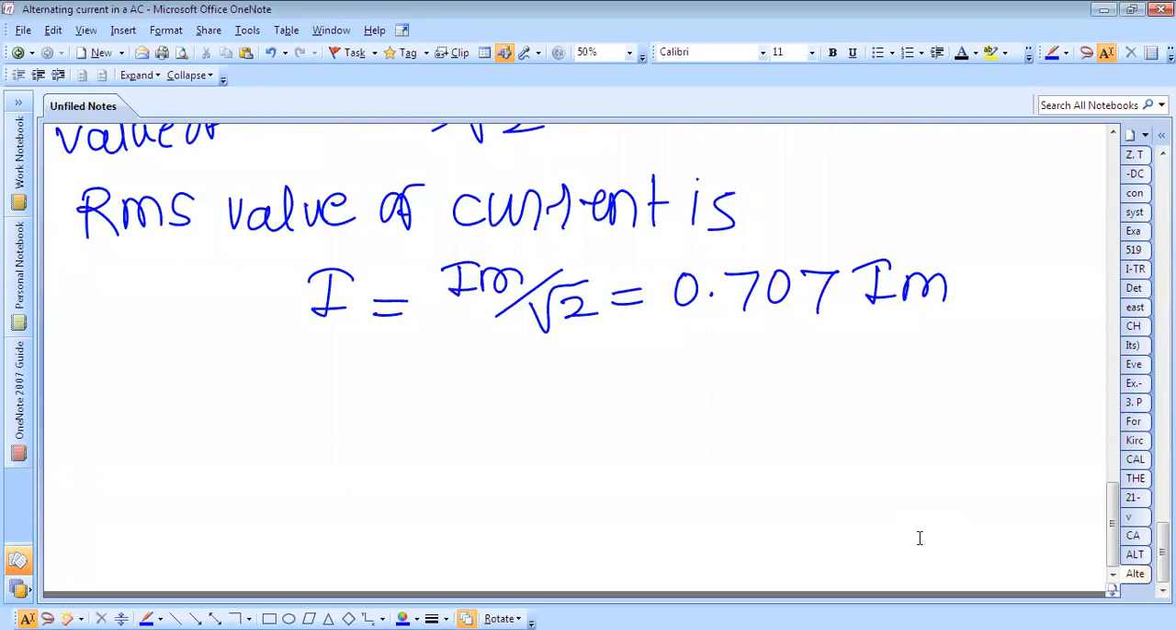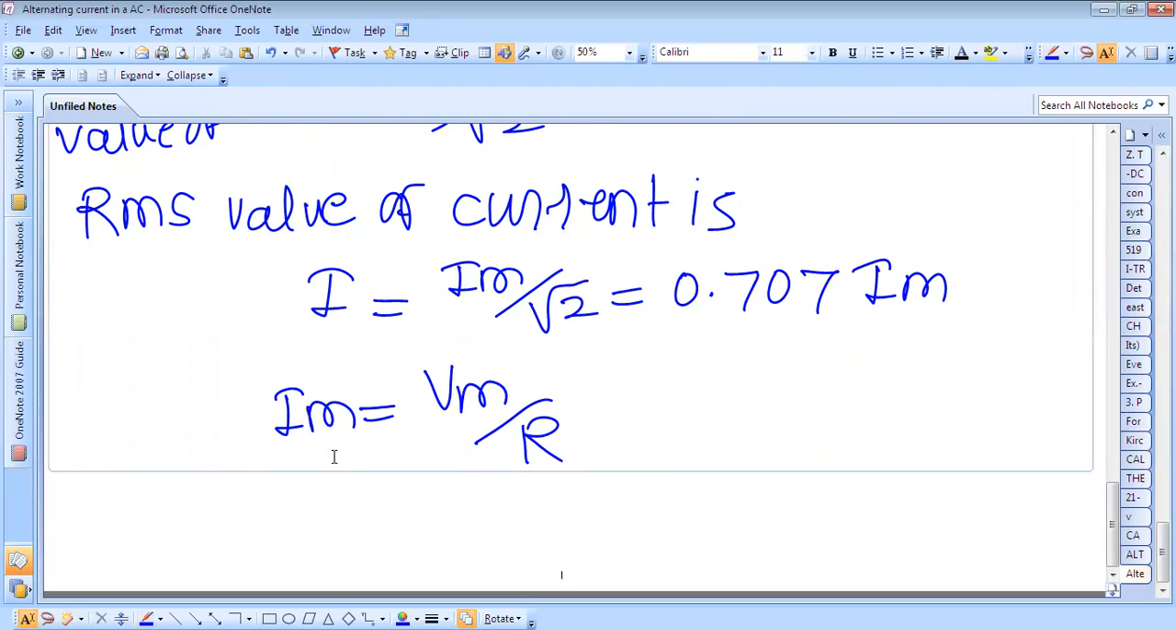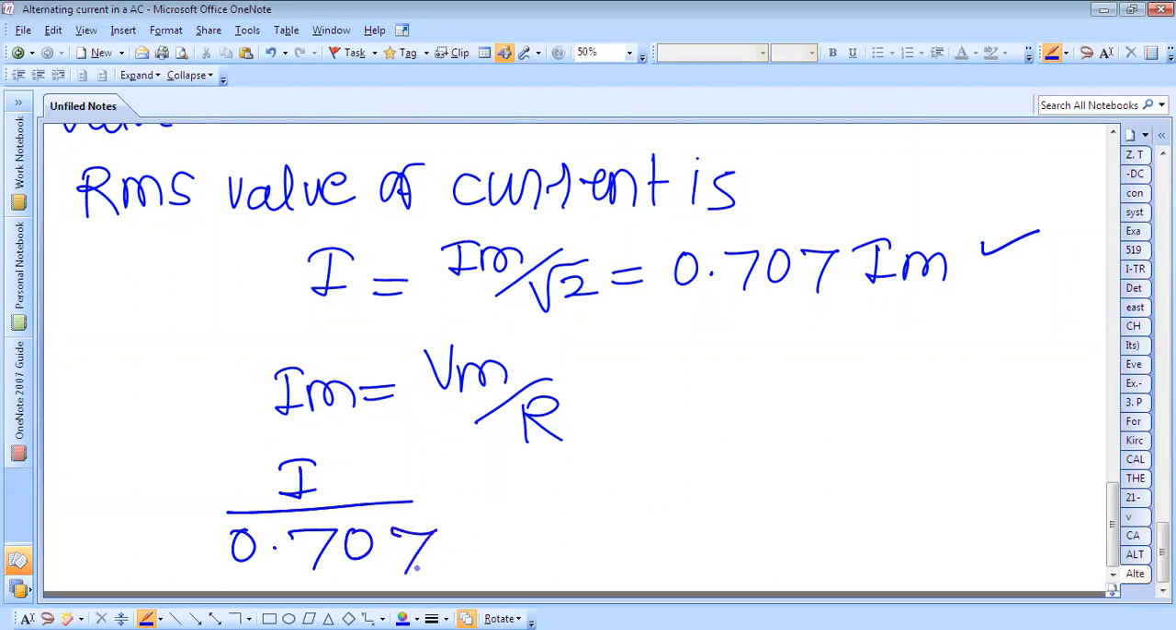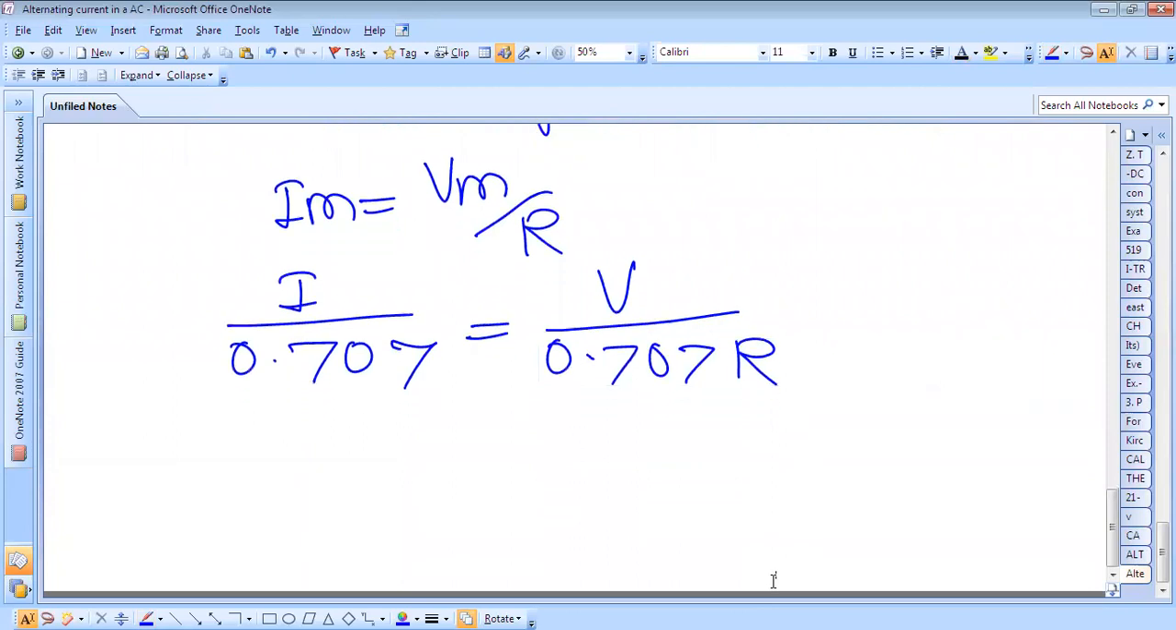When you put this in equation 1, equation 1 is Im equal to Vm by R. From the above equations we can write Im equal to I times root 2, and Vm is V times root 2, so Im equals root 2 V by R. Here the root 2 term will get cancelled. What will remain? I is equal to V by R.